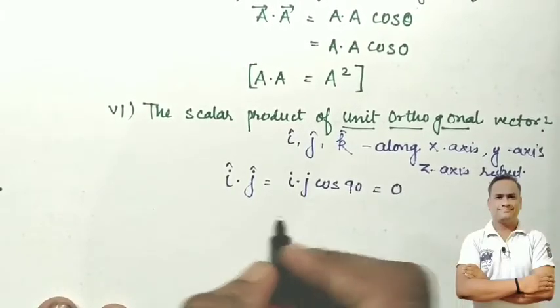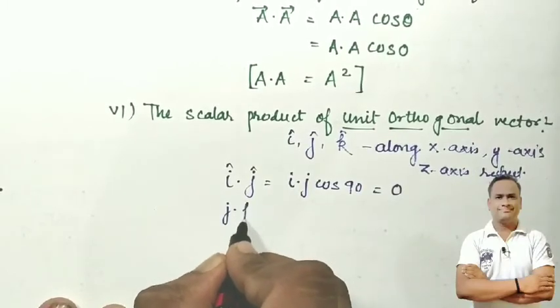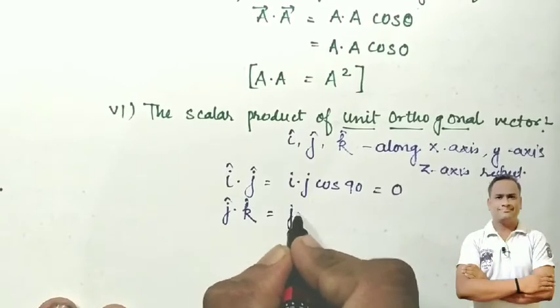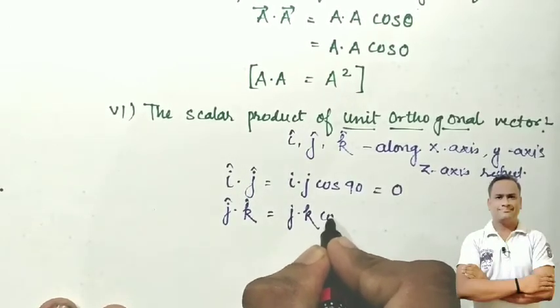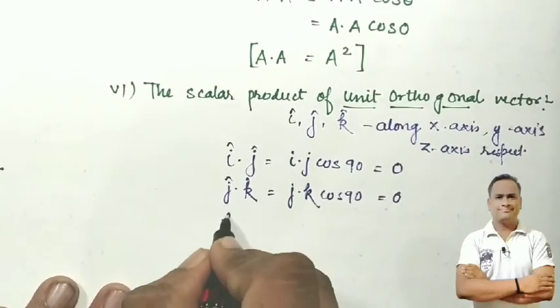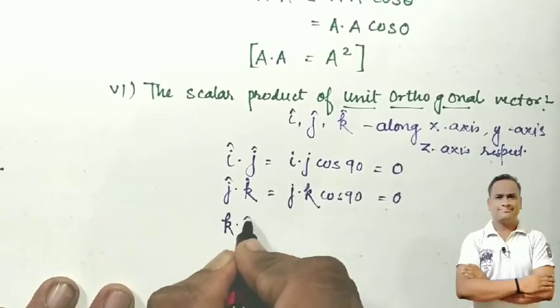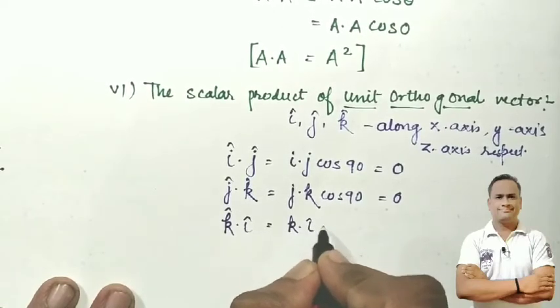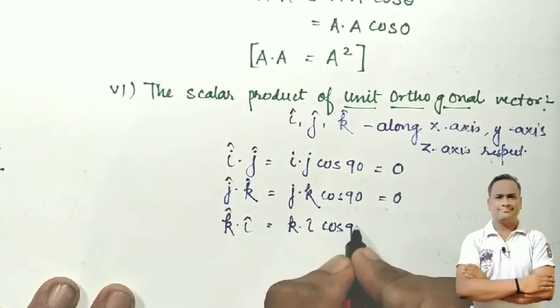I dot j will be 0. Similarly, j dot k: j and k are perpendicular to each other, then their angle will be 90 degrees. So cos 90 is equal to 0. And k and i unit vectors are also perpendicular to each other, then k dot i, cos 90, is equal to 0.